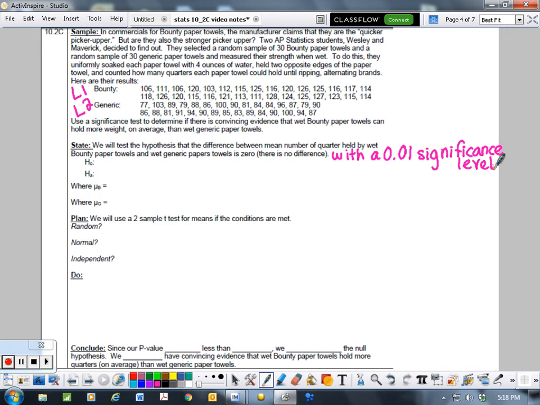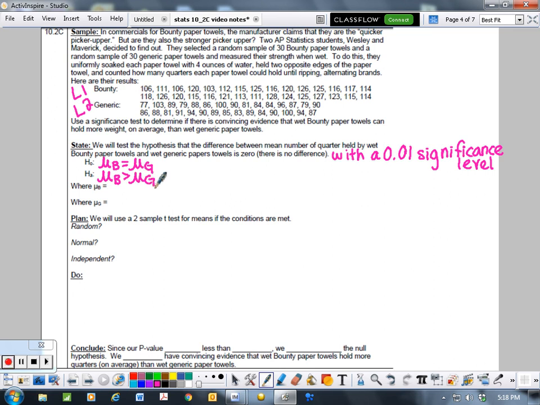Okay, so our null hypothesis is that there's no difference between the two. So I'm going to go ahead and say that the mean for Bounty is equal to the mean for the generic brand. Now we think, even before we gathered our data, that Bounty was stronger. So our mean for Bounty is greater than our mean for the generic.